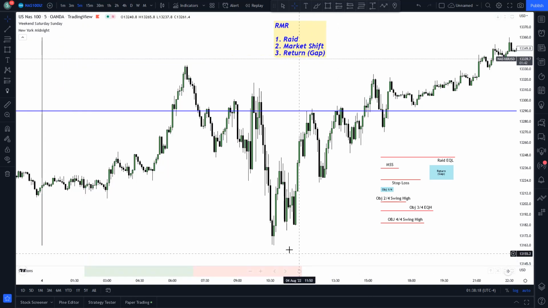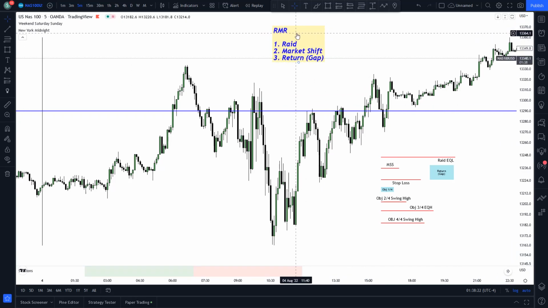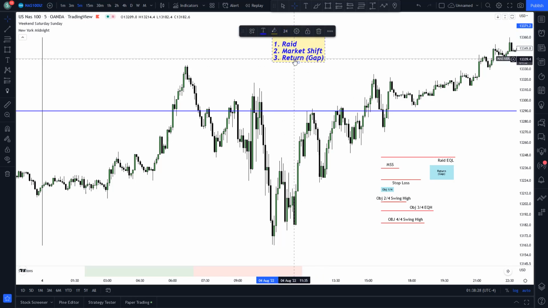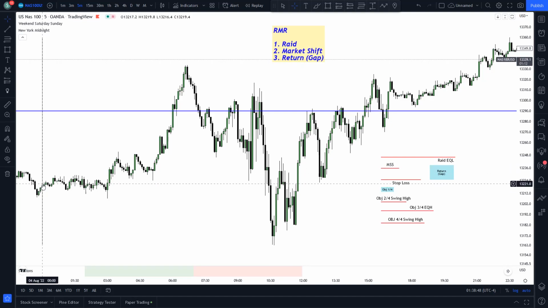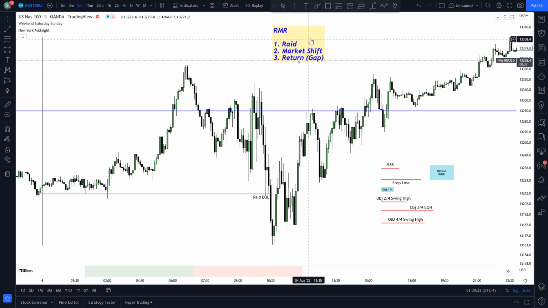Alright, so what pattern did we use to find this trade? Of course, if you've watched any of my videos, it's the RMR pattern, which starts with a raid, market structure shift, and then we participate on a return area. So as the day started at this line over here, we scroll through and we start to see some relative equal lows, and as price breaks through those relative equal lows, we call that the raid. The next thing we look for is a market structure shift.